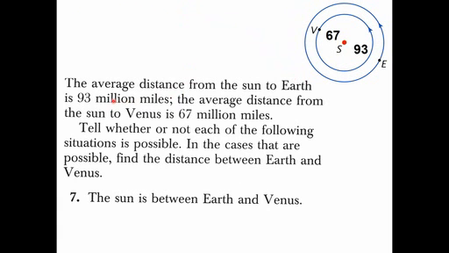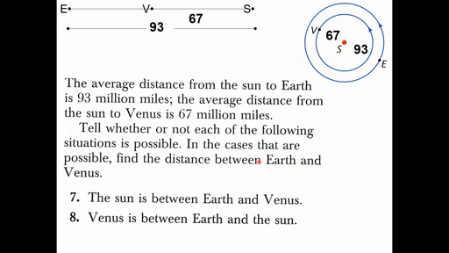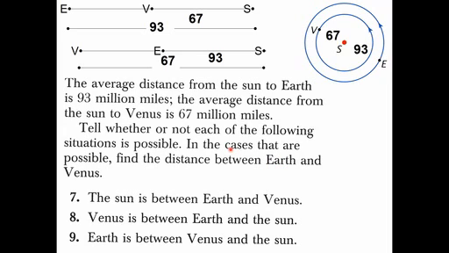And then they give the distance averages. The distance between the Sun and the Earth is 93. No matter where the Earth goes, it's about 93 million miles from the Sun. No matter where Venus goes, it's about 67 million miles from the Sun, anywhere along that circle. So now they have a few questions here. Tell whether each is possible, and then find the distance between the Earth and Venus. So you're working through those, a couple of pictures that may help you.